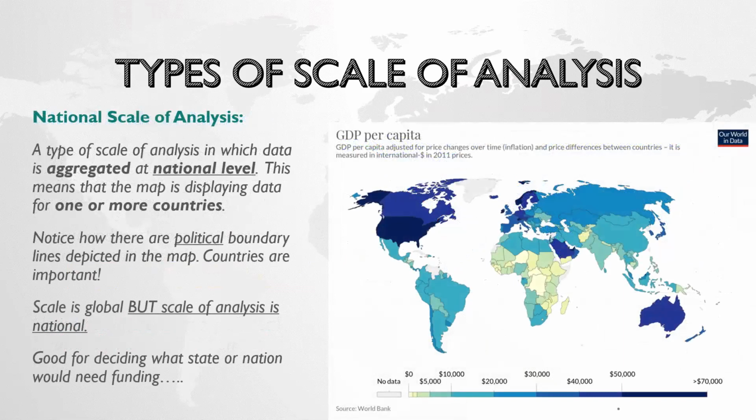A more frequent scale of analysis that we'll see in this class is a national scale of analysis. This is a type of scale analysis in which data is aggregated at the national level. In other words, the data is organized by country, sometimes by state. So this means that the map is displaying data for one or more countries.